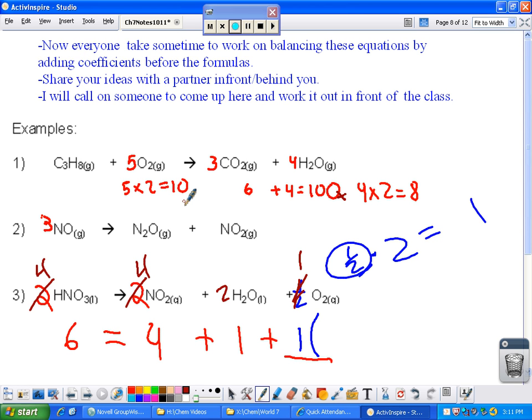And number 2, it wasn't too bad. We had 2 nitrogens plus 1, so we multiplied this by 3 to have the same number of nitrogens. And then the oxygens were 1 plus 2, again, the 3 still works for that.